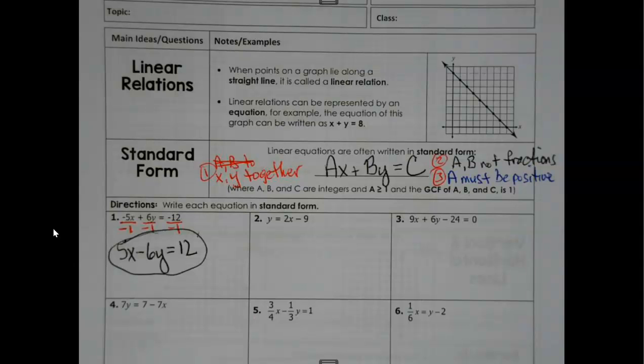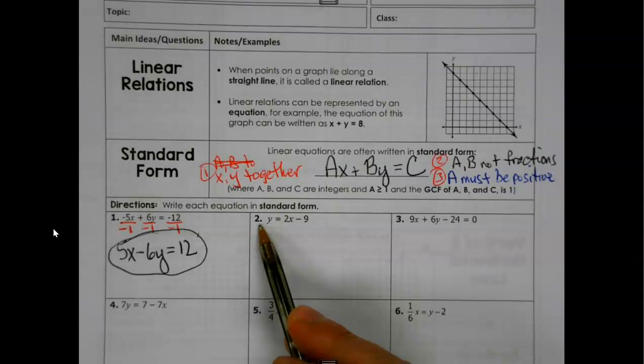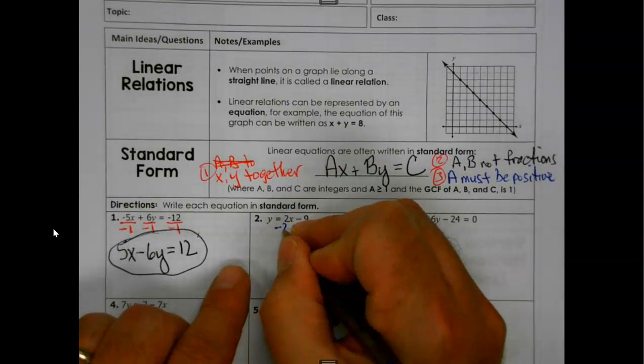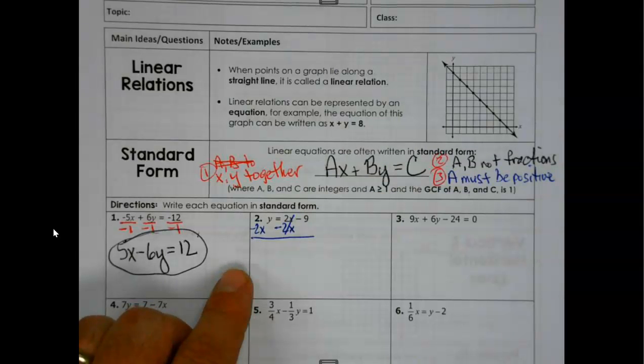I look at this next one. Hey, it's in slope-intercept form. Wait a minute. X and Y aren't on the same side together. That's a problem. We need to fix that. But they're on opposite sides of the equals. So how am I going to move the 2x over to the y side? How do I get this over here? Subtract. Now that's going to cause us a little different issue, but that's okay.